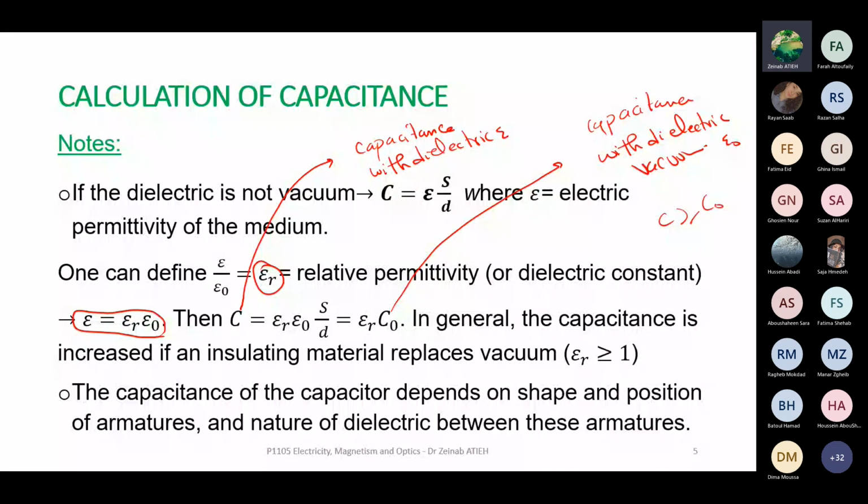So this is the way we increase the capacitance of the capacitor. We choose a material that has a higher relative permittivity or permittivity. Okay, so the last sentences talk about C. As you have seen, C depends on the shape of the armatures, the surface of the armatures, the distance between them, and the nature of the dielectric between these two armatures. And this is for the parallel plate capacitor.